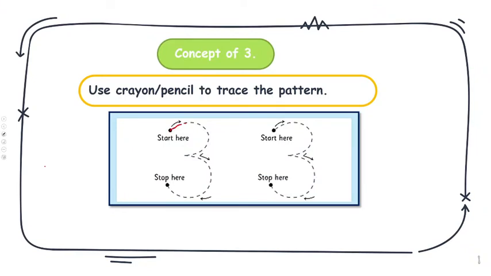So let's go upward curve and downward curve like this. It's very easy. Playgroups, you can try it again. Upward curve and downward curve. Excellent.